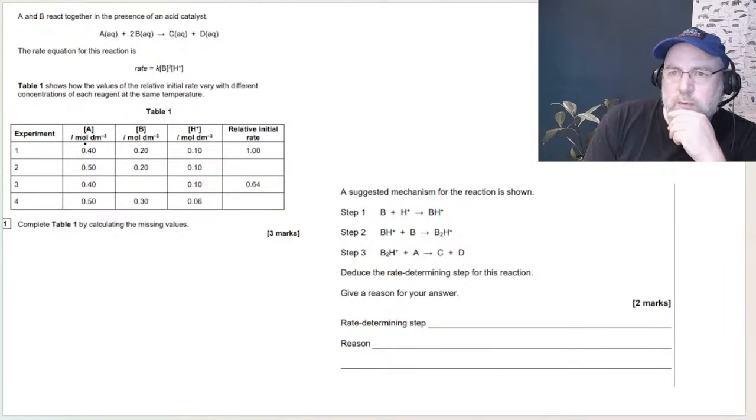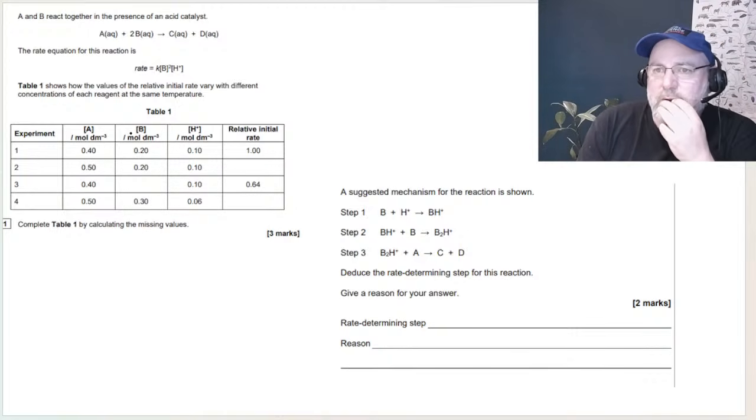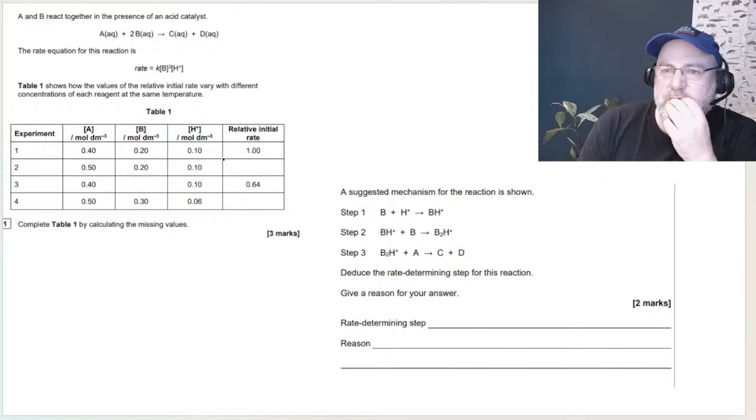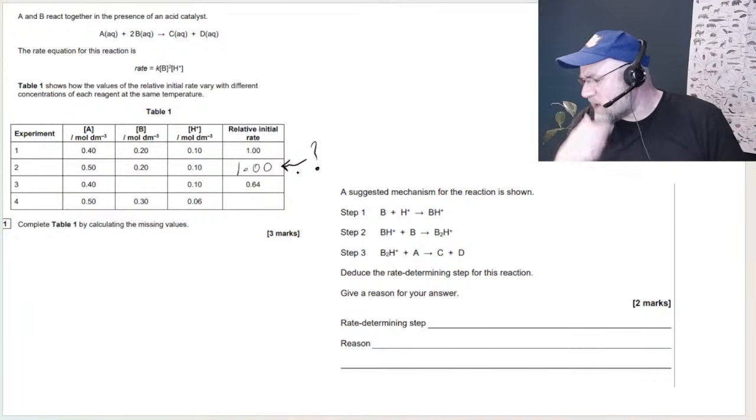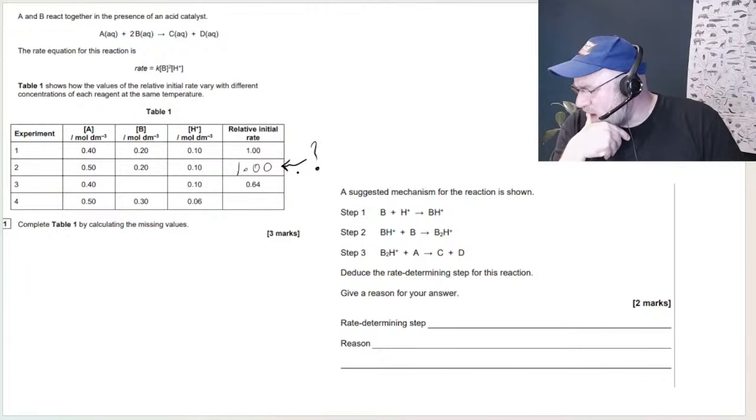All right, so what we've got to do in experiment 1, they increased it by 25%. They kept this the same, that the same. We've got to know what the, oh, they're giving us the rate equation here. That's all right then. So A is not even in the rate equation, so that's just going to be 1. Does everyone get why that's 1? Does anyone need that explaining?